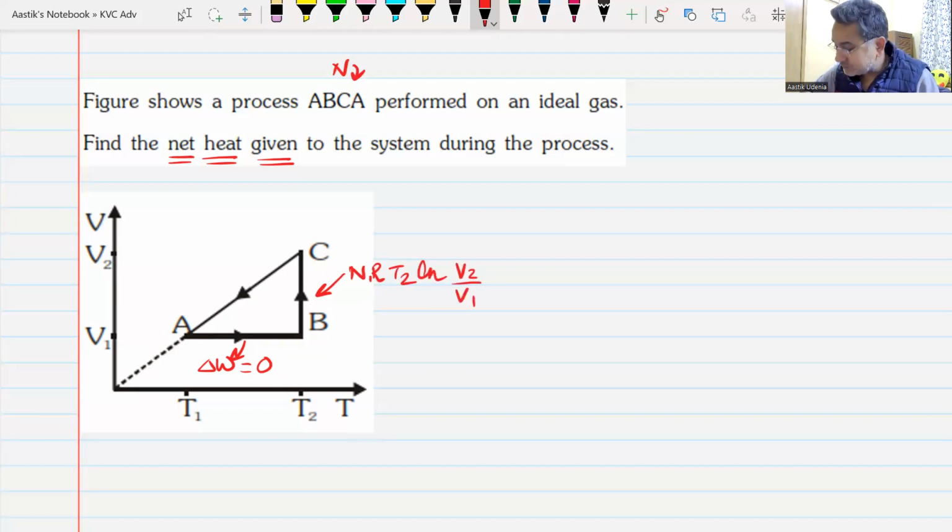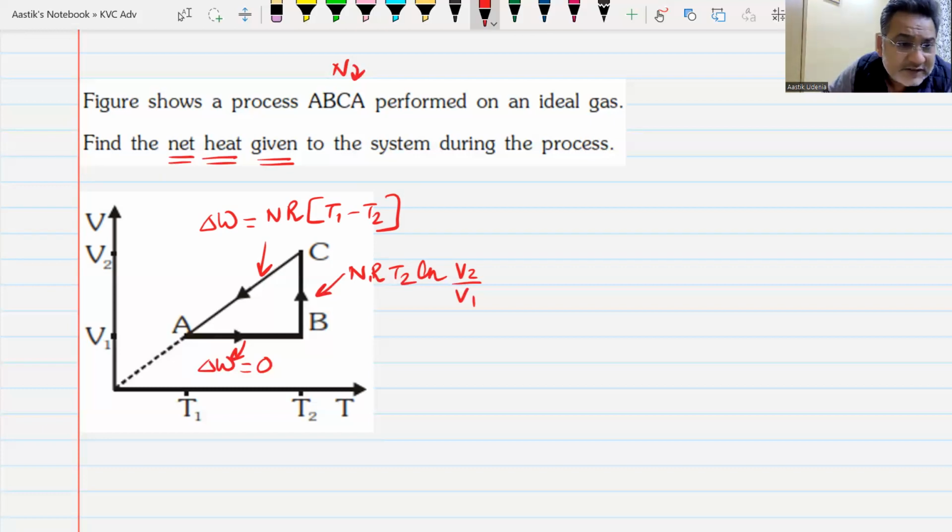Yes, sir. What is this process? Isobaric. What is the work done in this process? Work done is equal to nR into delta T, which is T1 minus T2. Yes or no? Yes, sir. What is the total work done? Addition of these two works. And what is the net heat? That is equal to the net work because the change in internal energy is zero. Do we understand this, or has this gone above our heads? Understood, sir. Pakka, sir? Yes, sir.